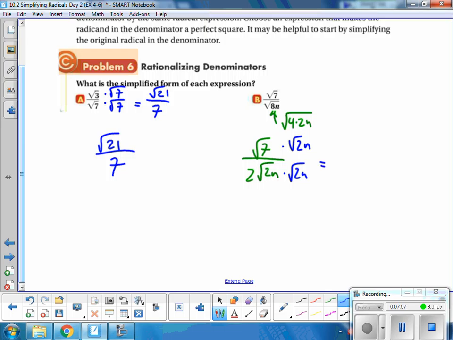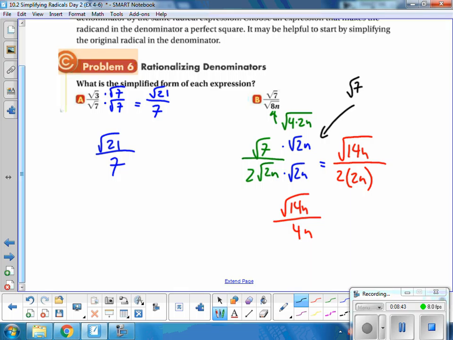And when I do that, the square root of 7 times the square root of 2n, I end up with the square root of 14n over, and I have 2 times the square root of 2n times the square root of 2n. This ends up being 2 times 2n, which is 4n. So let me rewrite this. It's going to be the square root of 14n over 4n. There you go. I'm wondering if I missed a step here. I see it, but I want to make sure you see it. It's the square root of 7 times the square root of 2n that's how I got the 14n.